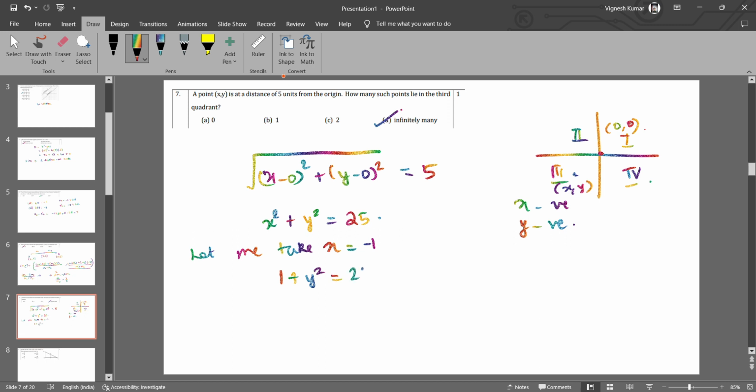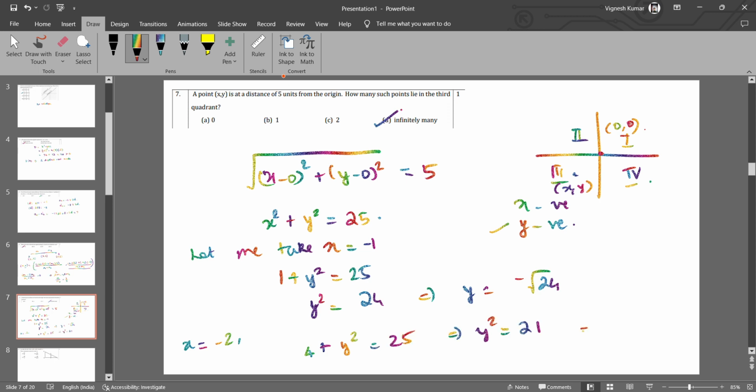So I have 1 plus y square is equal to 25, then y square is equal to 24. So I get y is equal to minus root 24, since y is also negative in this third quadrant. That is also possible here. And let me take another example, x is equal to minus 2. Then I do have 4 plus y square is equal to 25, then y square will be 21. So y can be the negative of the square root of 21. So I can have infinitely many such points like this in the third quadrant.